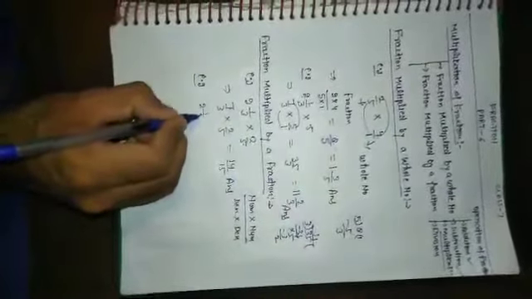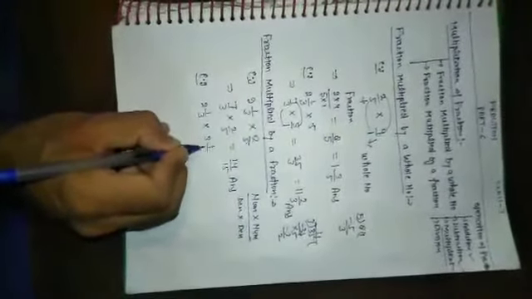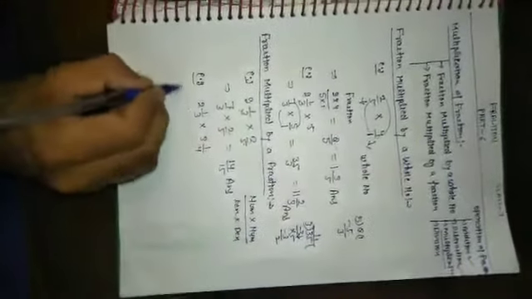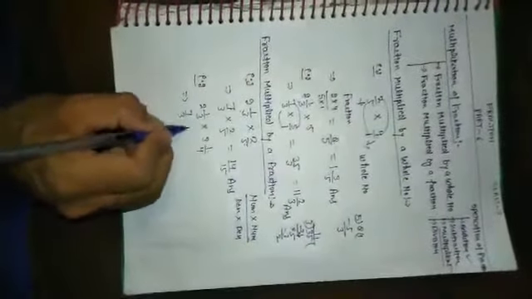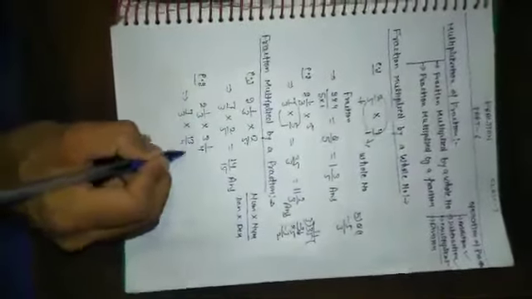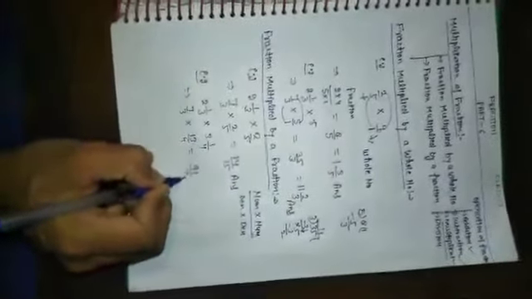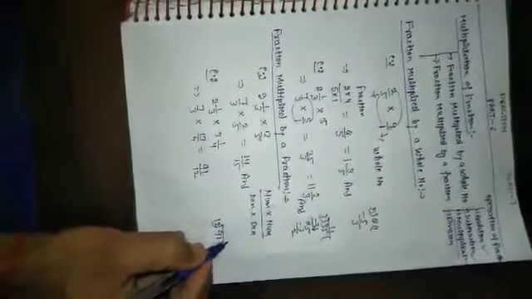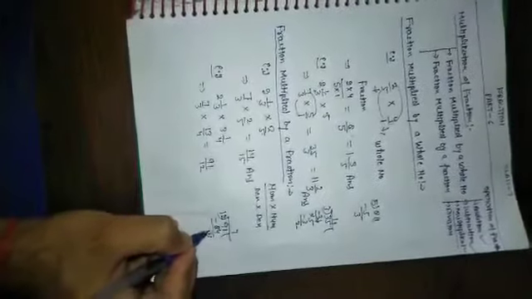Another example, 2 whole 1 upon 3 multiplied by 3 whole 1 upon 4. So convert it into improper. 3 2s are 6, 7 upon 3, 13 upon 4, 91 upon 12. So you got the answer of this topic. Now 91 divided by 12. So 7 whole 7 upon 12 is the required answer of this topic.